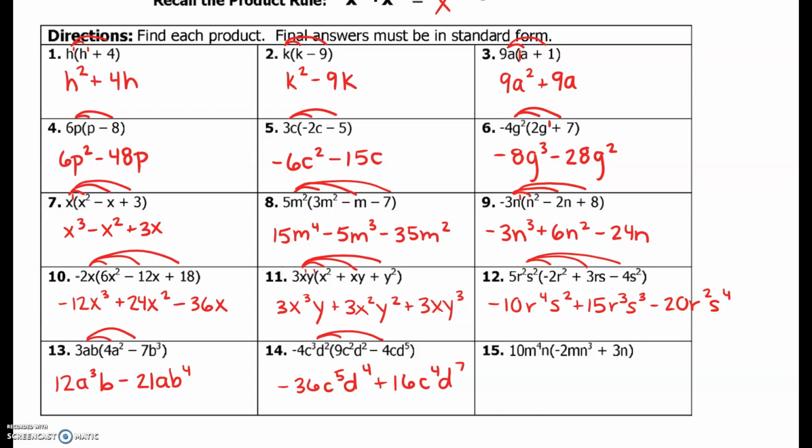And the last one here, 10 times negative 2 is negative 20. Add 4 with the 1m, that gives us m to the fifth, and 1 plus 3 gives us n to the fourth. 10 times 3 would be 30. There's no m, so m to the fourth will stay the same. Add the n's together, you get n to the second power. That's the distributive property portion of this assignment.